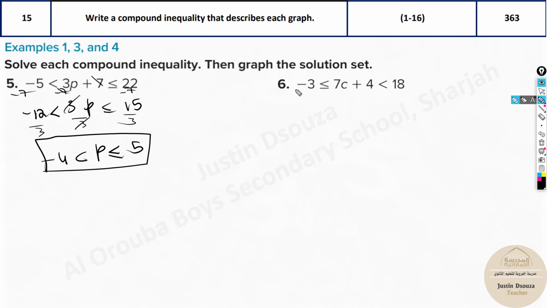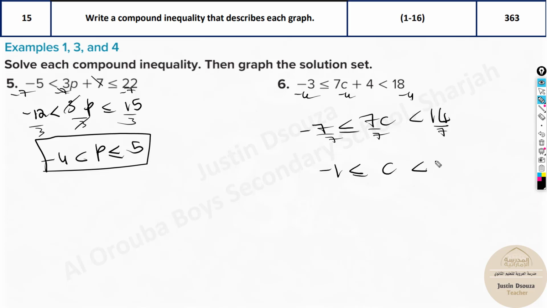Remove this 4 first. So subtract 4 here, subtract 4 throughout. It will be minus 7 less than or equal to 7c less than positive 14. Now what do you want? Divide by 7 throughout. Divide by 7, 7, 7. So you'll get minus 1 less than or equal to c less than 2.